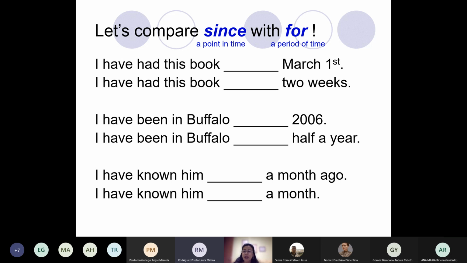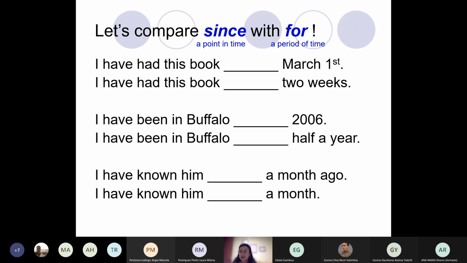Excellent, very good. And now, sentence number 2. Nicole, sentence number 2. I have had this book for 2 weeks. Very good, for 2 weeks. Next one, sentence number 3. Edwin Gamboa. Hi, teacher. I had been in Buffalo since 2006. Very good. Continue.